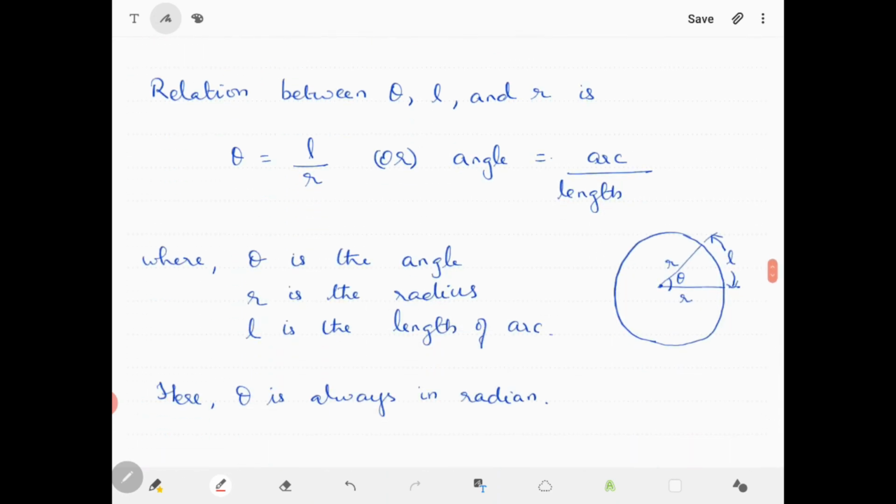Now let us look into the relation between theta, L, and R. In general, theta is equal to L by R, or the angle is equal to arc length by radius. We can represent it in a circle. Now the radius will be R, the angle between the initial and the terminal side will be theta. The arc length will be L. So the relationship will be theta is the angle, R is the radius, L is the length of the arc. Theta is equal to L by R. Here theta is always given in radians.